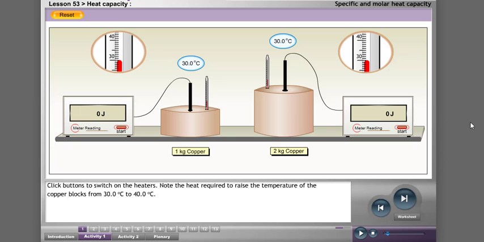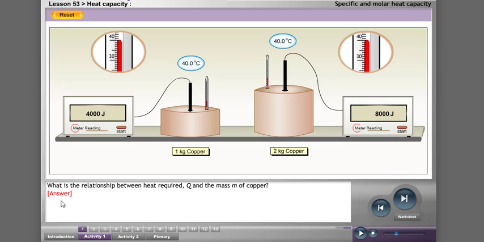Click buttons to switch on the heaters. Note the heat required to raise the temperature of the copper blocks from 30.0 degrees Celsius to 40.0 degrees Celsius. What is the relationship between heat required Q and the mass m of copper? Answer: heat required Q is directly proportional to m.